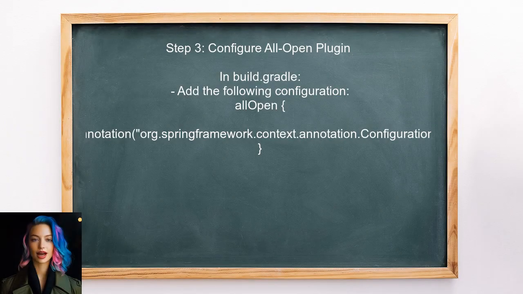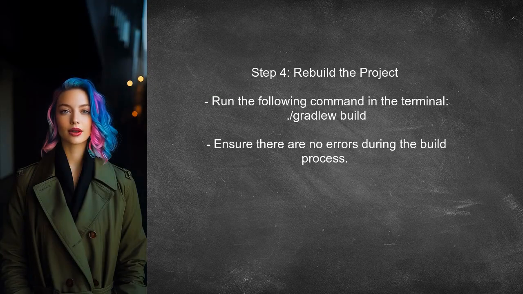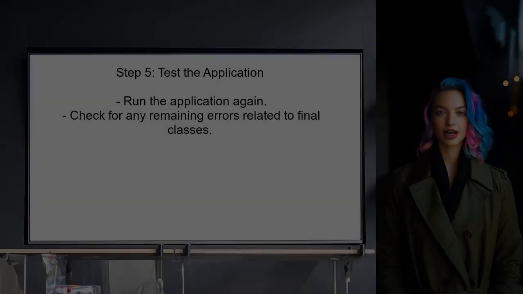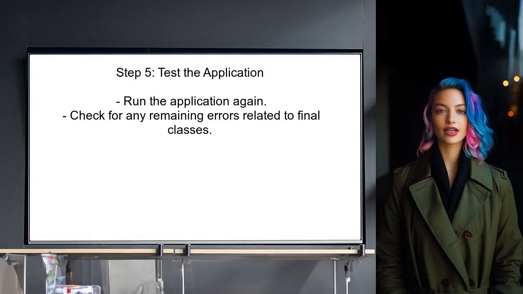Now, the user needs to configure the All Open plugin to recognize the Spring framework. This is done by adding specific annotations to the plugin configuration. After making these changes, the user should rebuild the project to ensure that the configurations take effect. This can be done using the Gradle build command. Finally, the user should test the application again to see if the error regarding the final class has been resolved. If everything is set up correctly, the application should run without issues.